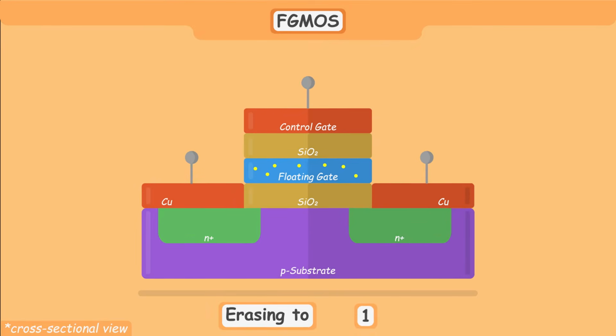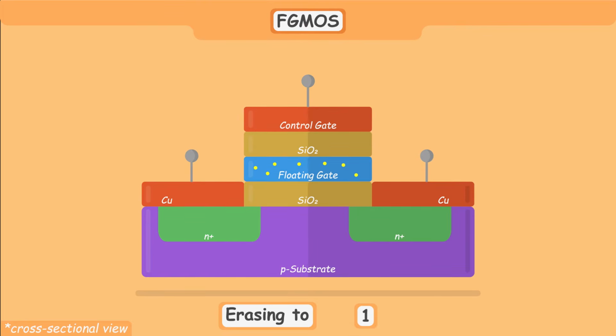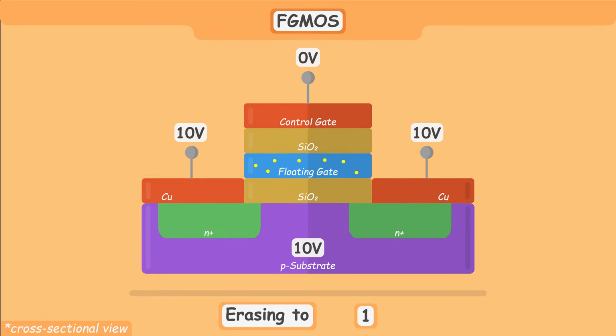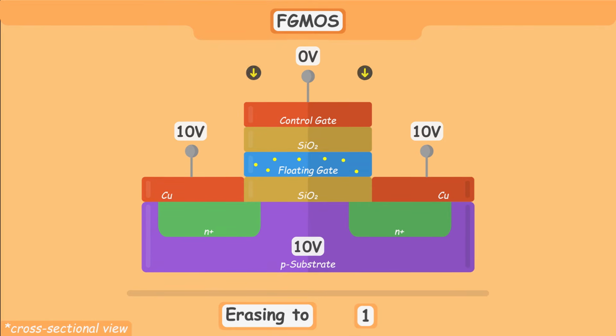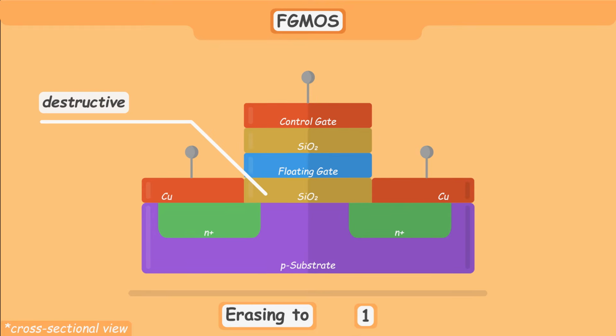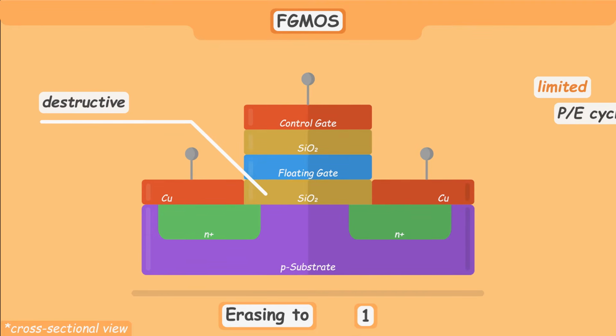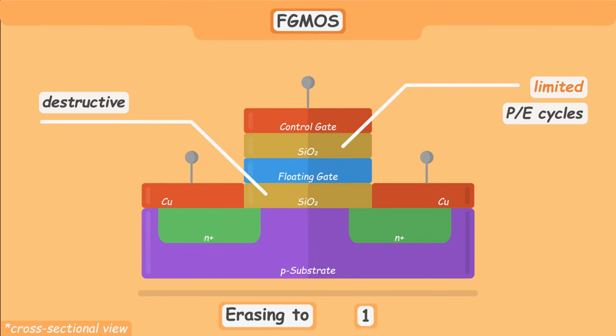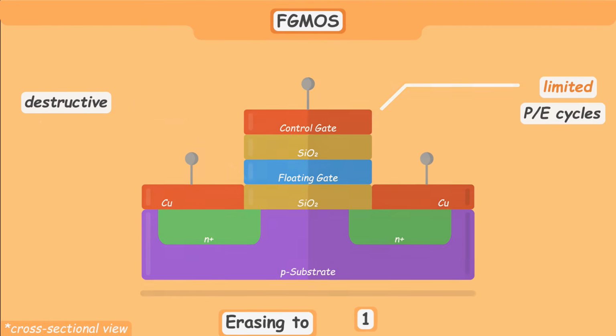Assume we now want to erase the content of the cell so it holds a logic 1. We apply the required voltages in order to push the right amount of electrons out of the floating gate into the substrate. The methods of programming and erasure have a destructive effect on the flash cell. Thus, only a limited number of writing operations, also called program erase cycles, are possible.